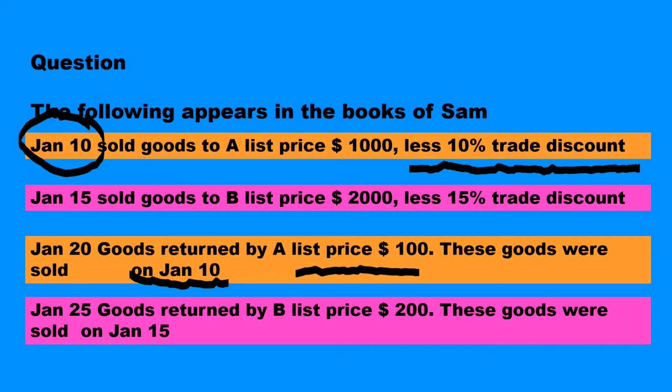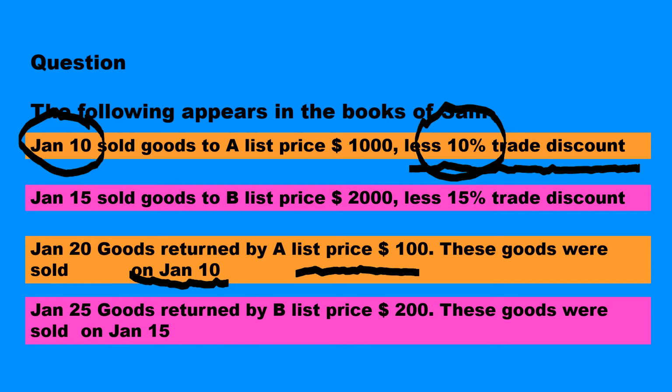So now if we're going to accept the return from A, we cannot accept on the basis of the list price, because when we sold goods to A, there was a trade discount which was deducted. Therefore, now when A returns the goods, we have to adjust for that trade discount of 10%. Same thing applies for B.